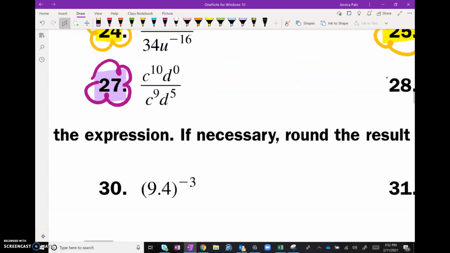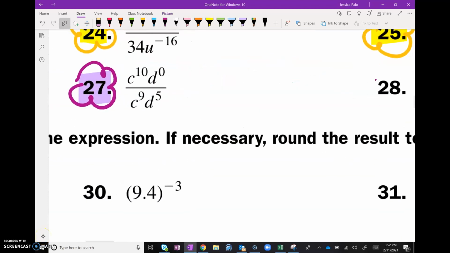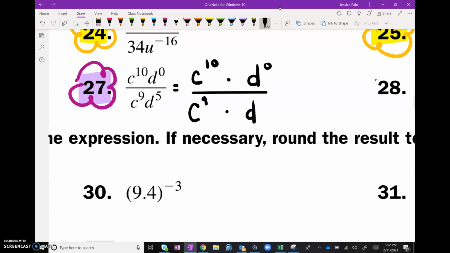All right, number 27 has a 0 in it. So this is the problem that you are going to do. Remember, separate all of your factors. You have c to the 10th times d to the 0 over c to the 9th times d to the 5th power. Solve this one, or simplify this one.